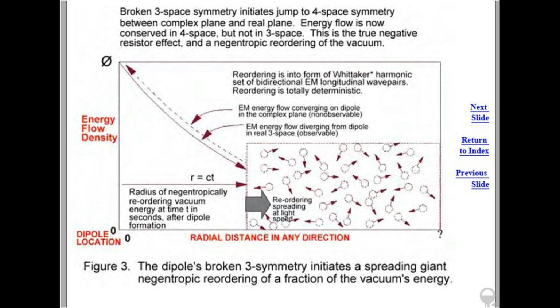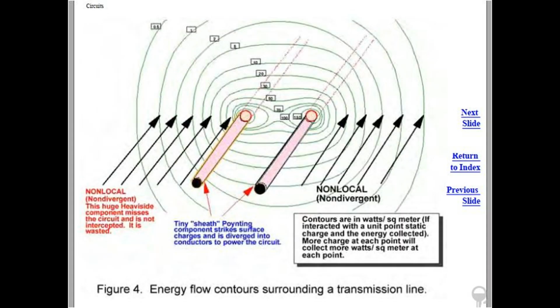Electromagnetic energy flow diverging from the dipole in real 3-space is observable. The dipole's broken 3 symmetry initiates a spreading giant negentropic reordering of a fraction of the vacuum's energy. Non-local, non-divergent, this huge Heaviside component misses the circuit and is not intercepted. It is wasted. The tiny sheath Poynting component strikes surface charges and is diverged in conductors to power the circuit.